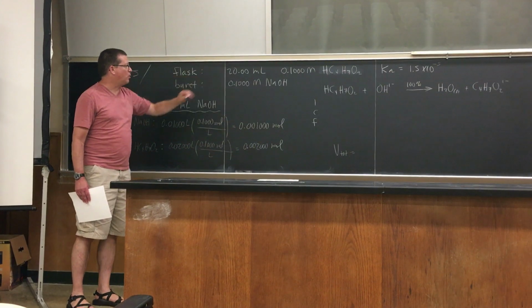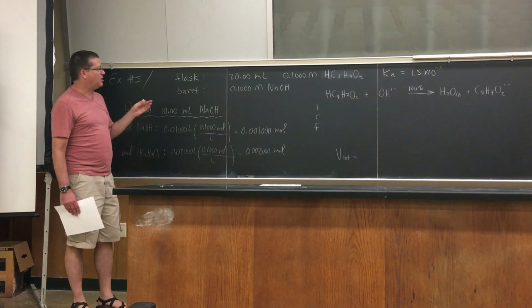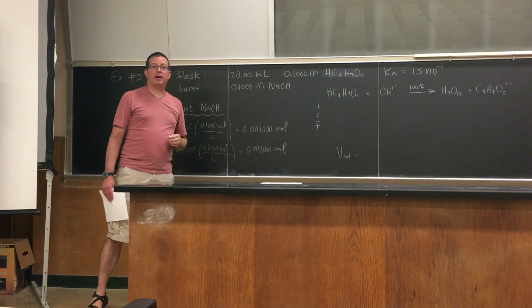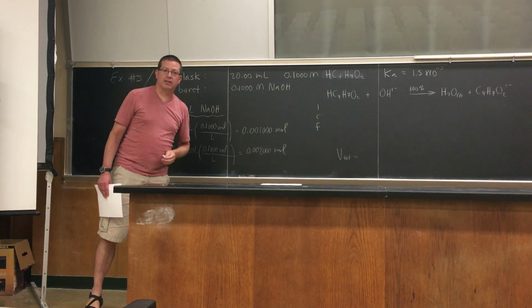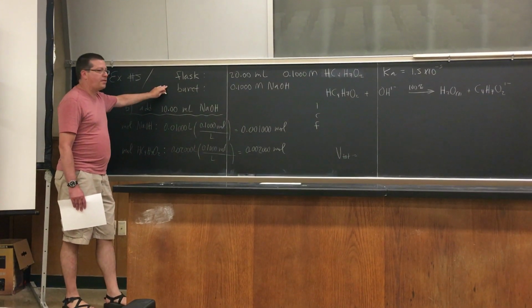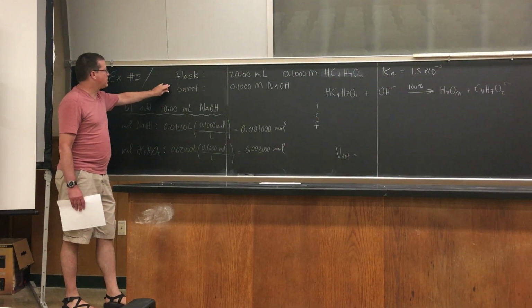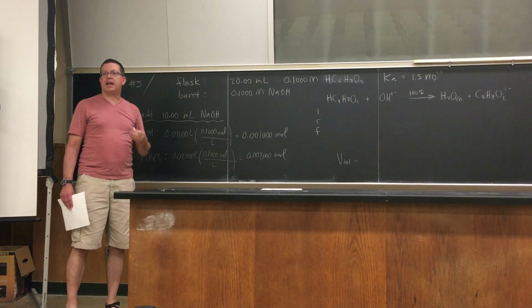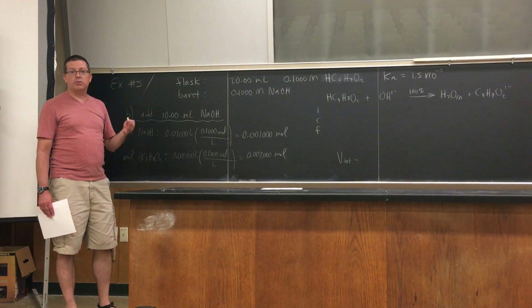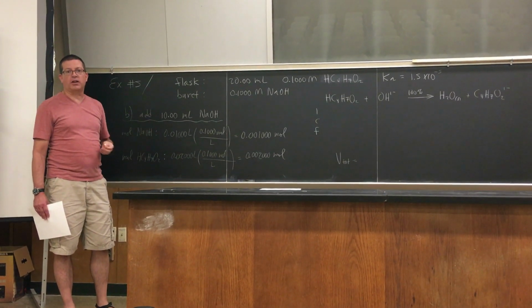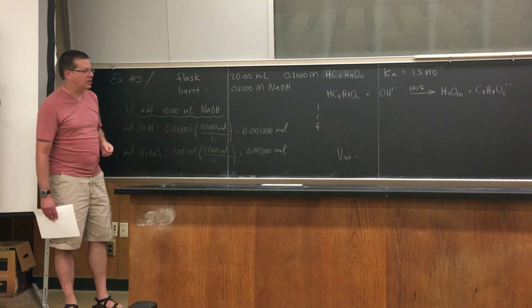In this particular situation, what we're going to have is a flask or sample containing 20 milliliters of 0.1 molar butyric acid, HC4H7O2, which has a Ka of 1.5 times 10 to the minus 5th as given in the problem. We're going to be titrating that with a strong base, 0.1 molar NaOH. The idea is that we're going to be adding various volumes of the strong base to the weak acid, and calculating the pH after each addition.